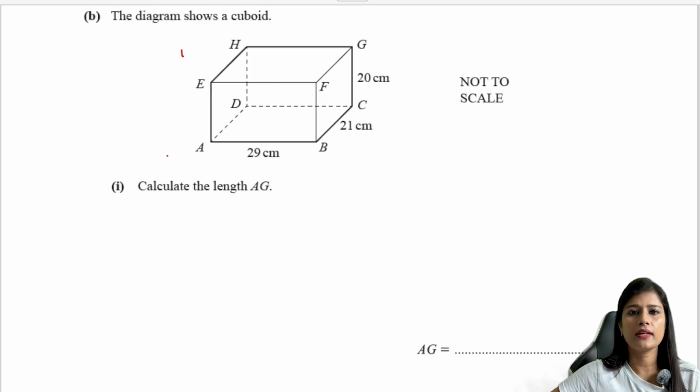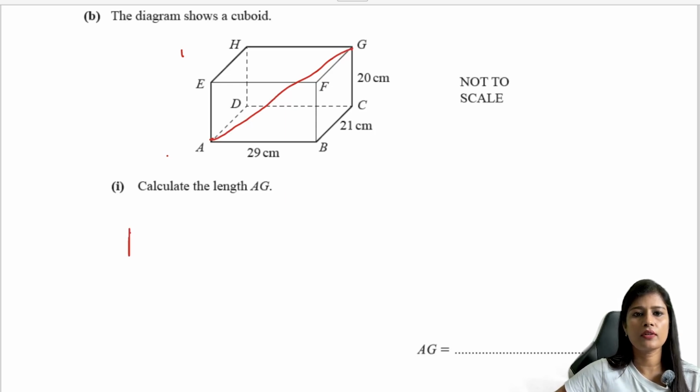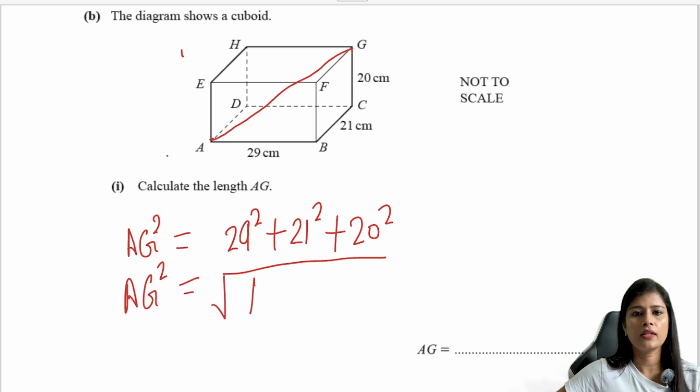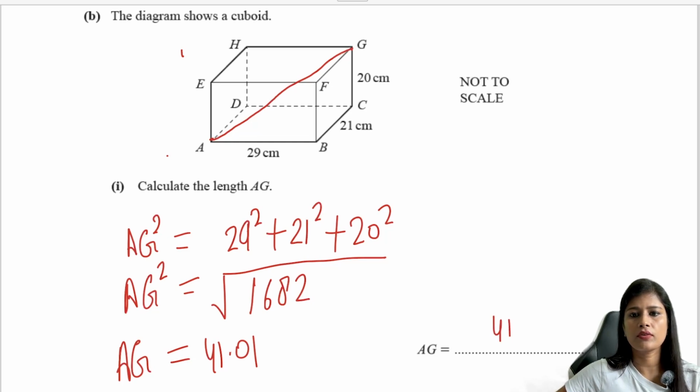36.6. Find the length AG, means we need to connect A to G and find this length AG. So AG is nothing but the hypotenuse for the diagram in 3D, and the formula for this is AG square is a square, means this one 29 square plus 21 square and plus 20 square. So AG will be square root of all these, 1682. So AG is 41.01. I can round off to one decimal place, 41 centimeter.